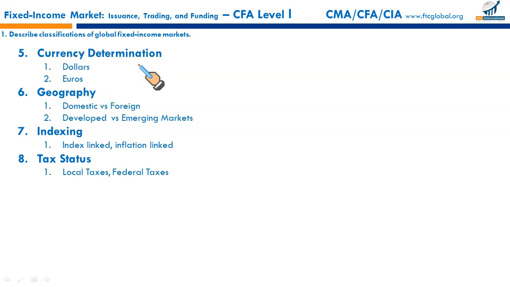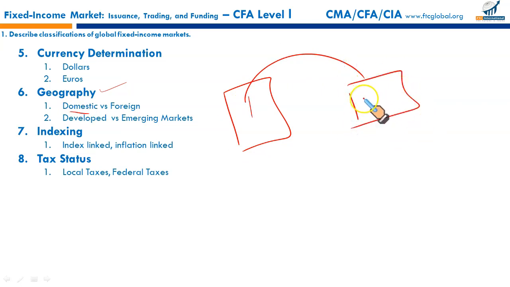Then we have the classification with regard to geography, whether the bonds are domestic, as we discussed yesterday. A bond issued within Pakistan, registered in Pakistan, we'll call it domestic bond. A bond issued by a Pakistani firm in India, denominated in Indian currency, issued in India, registered in India, this will be called a foreign currency note. Right? So domestic bond, foreign bond. We also discussed classification with regard to Euro bonds.